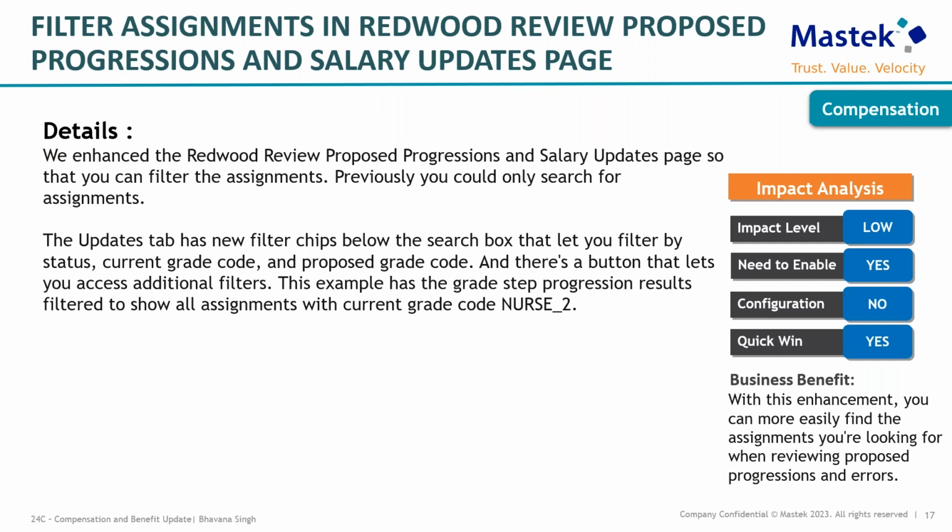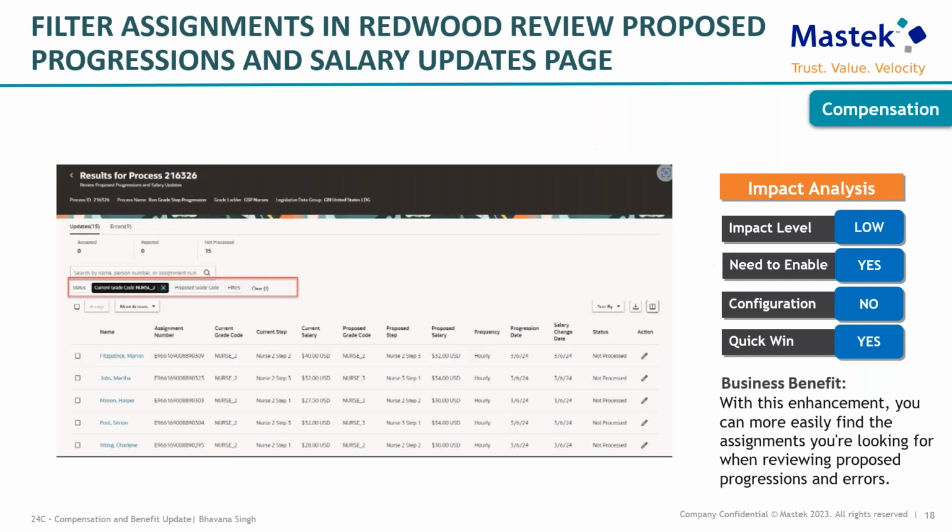We can filter on status, FTE, frequency, salary basis type, current grade name, current grade code, current step. We can also filter on proposed grade name, proposed grade code, proposed step, progression date, and salary change date. In the example, you can see that we have filtered the grades based on the NURS tool.